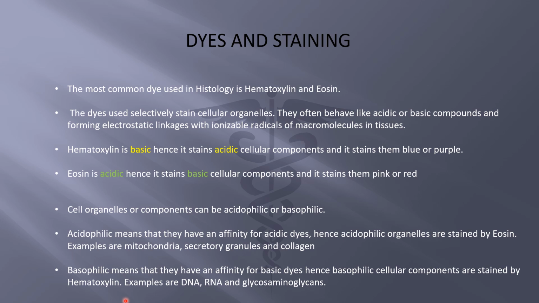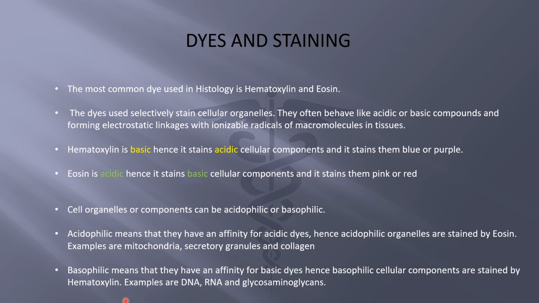So I was saying that hematoxylin is a basic dye. So it being basic, it will stain basophilic cellular components, that is, cellular components that love bases. That is, cellular components that have acids in their organization. Which are these cellular organelles that are stained by hematoxylin? Well, we have DNA, we have RNA, and we have glycans.